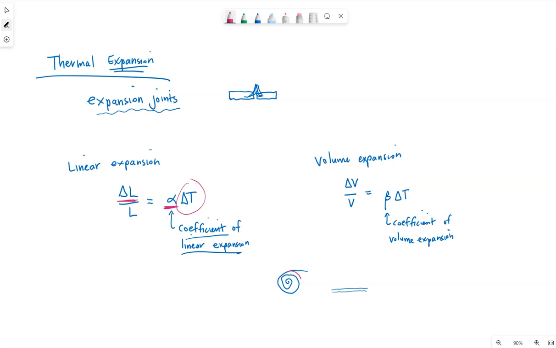Now, these equations are an example where we have delta T, meaning we can leave our temperatures in Kelvin or Celsius as long as both of them are in Kelvin or Celsius. So let's do an example.